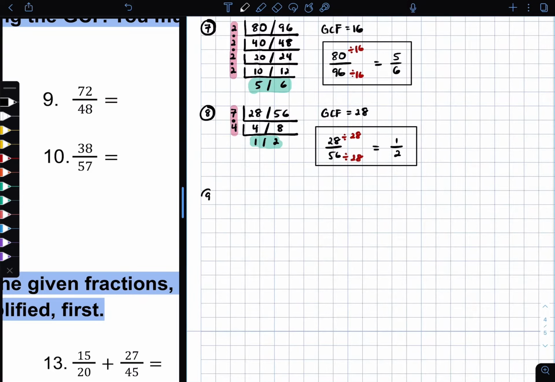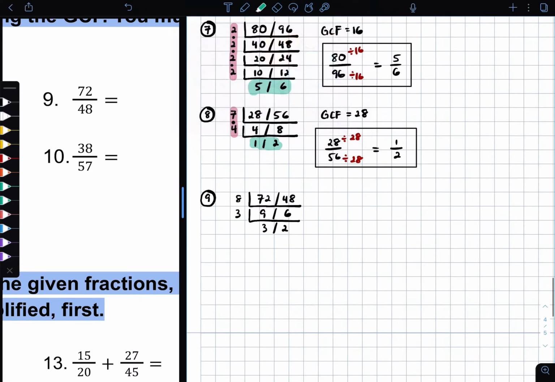For 9, it looks like we have an improper fraction. No worries, it works the same way. So we have 72 and 48. Let's see what we have in common. I think our 8 times tables, 8 times 9 is 72, and 8 times 6 would be 48. And then looking at 9 and 6, they both have a 3 in common, so that's going to be 3 and that's going to be 2.